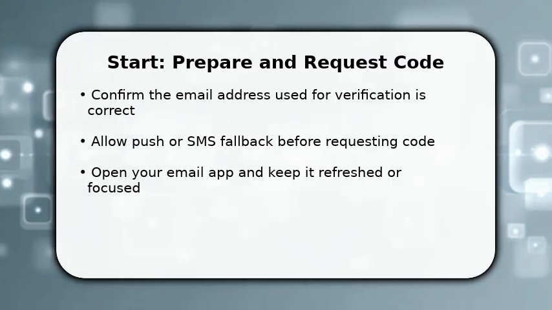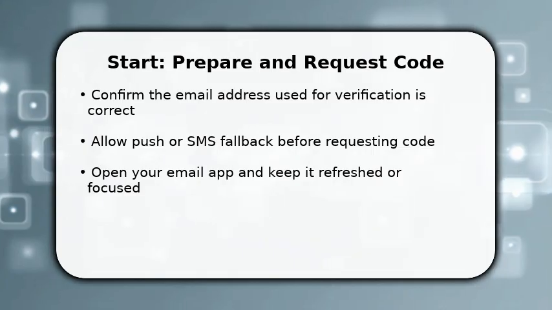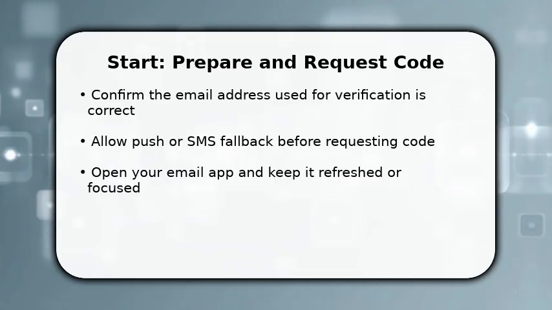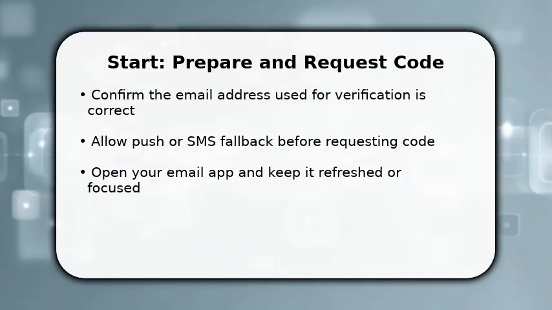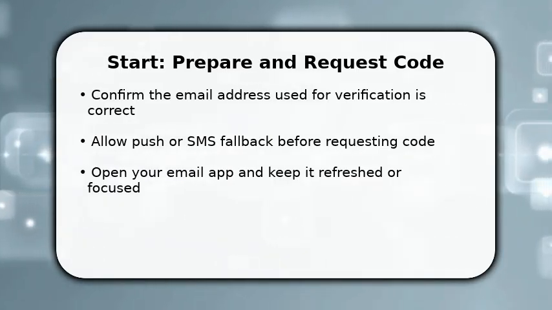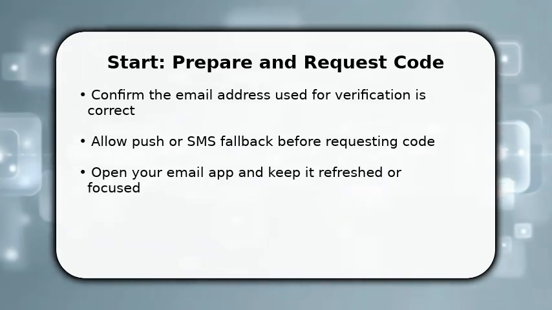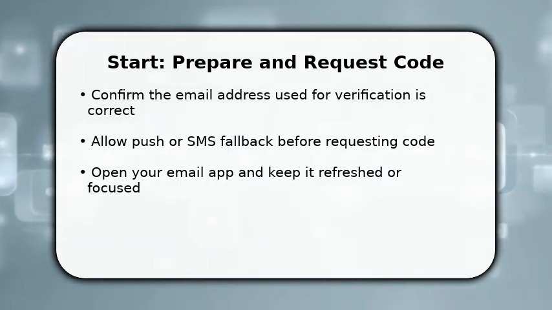You're ready to request a verification code. First, confirm the exact email you used and that it's active. Once done, trigger the code send from the service and immediately switch to your email app. Make sure push notifications are enabled so you see new messages. If you use multiple accounts, focus on the one tied to the service.